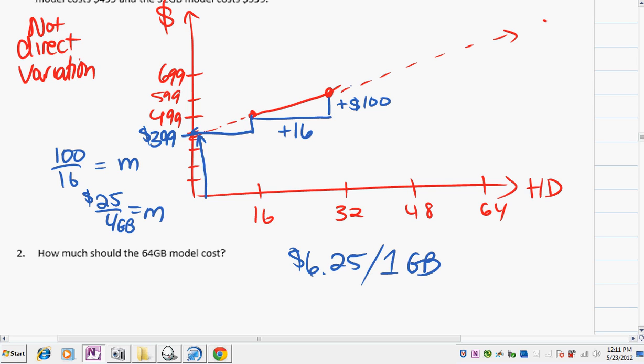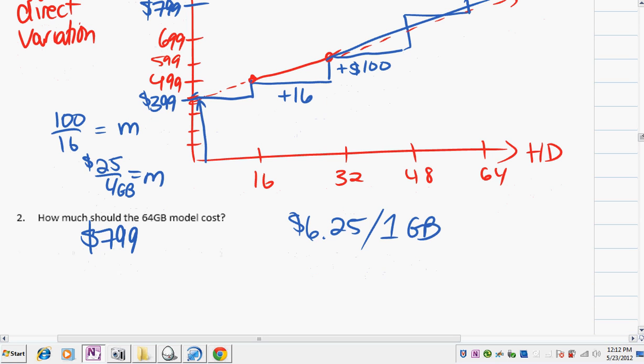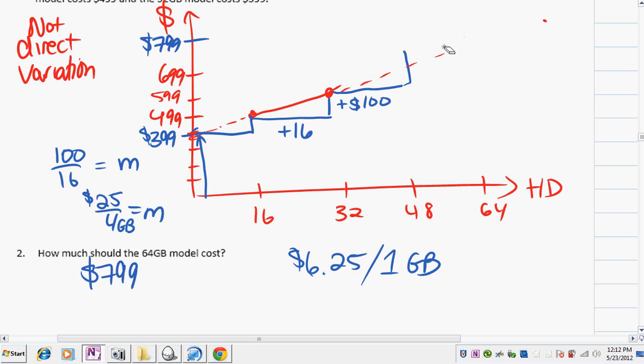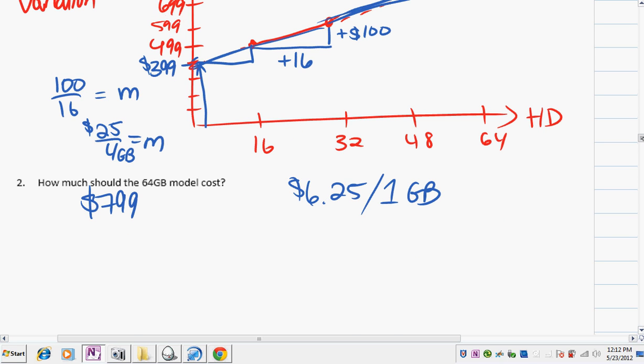So if we use this logic to go forward, for every 16 it grows, it goes up 100. So the 64 gig should be at $799 if this were linear. Well, it turns out it's not. It should be $799, but actually it's only $699, and some of that has more to do with marketing. Is someone actually willing to pay more for that much more of a hard drive? And so it starts to turn a little exponential, actually, for doubling, but I don't think it stays there. But that's how much it should cost.